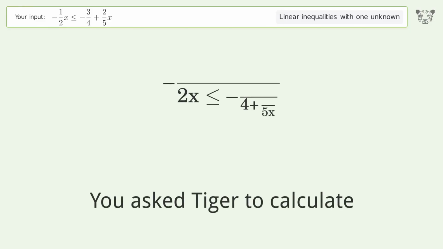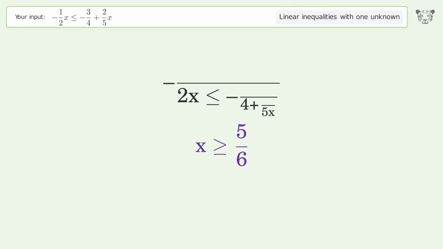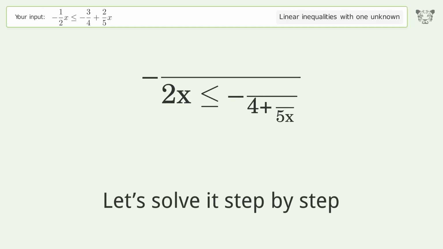You ask Tiger to calculate. This deals with linear inequalities with one unknown. The final result is x equal or greater than 5/6. Let's solve it step by step.